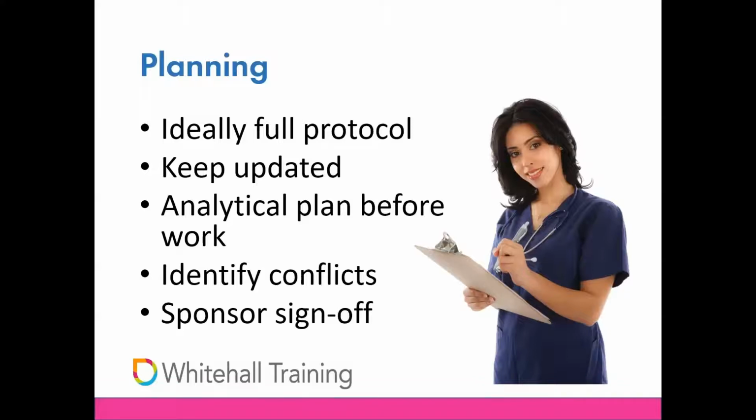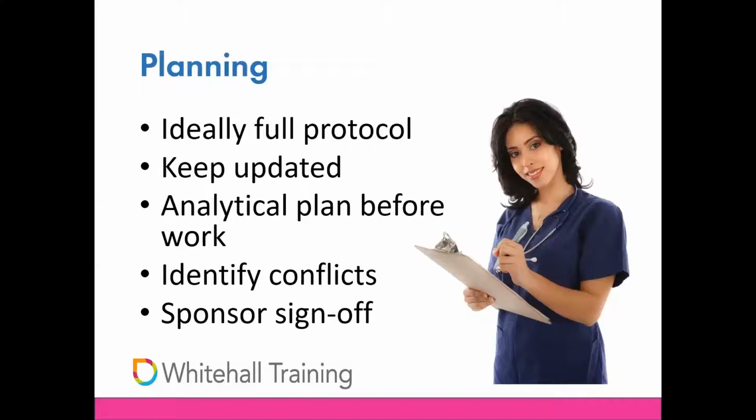The lab must be kept up to date with the current version of the protocol, and if there are any amendments, they need to receive them as they're approved. And a mechanism for this information flow needs to be agreed with the sponsor or their representative before any work begins. The lab should draw up an analytical plan or work instruction before they start any work, and the plan should provide the level of detail that they need to actually perform the work.